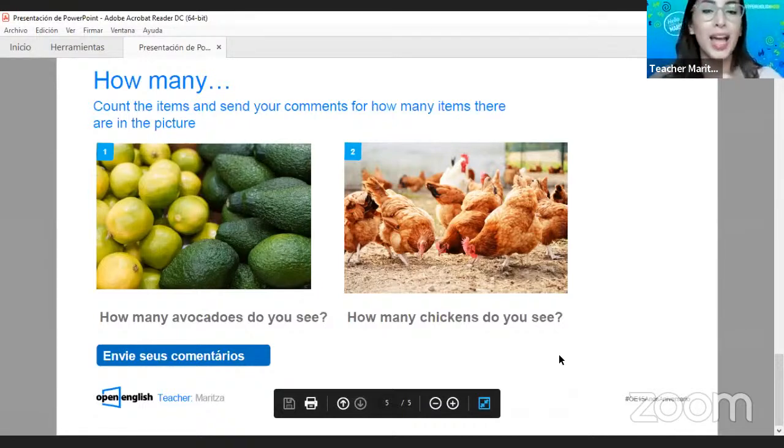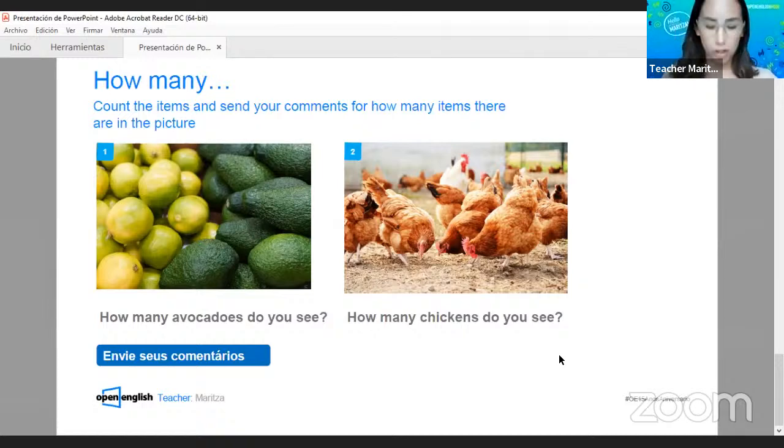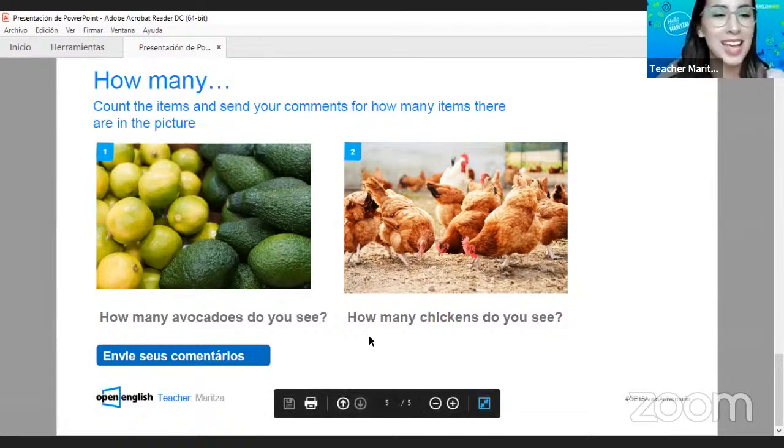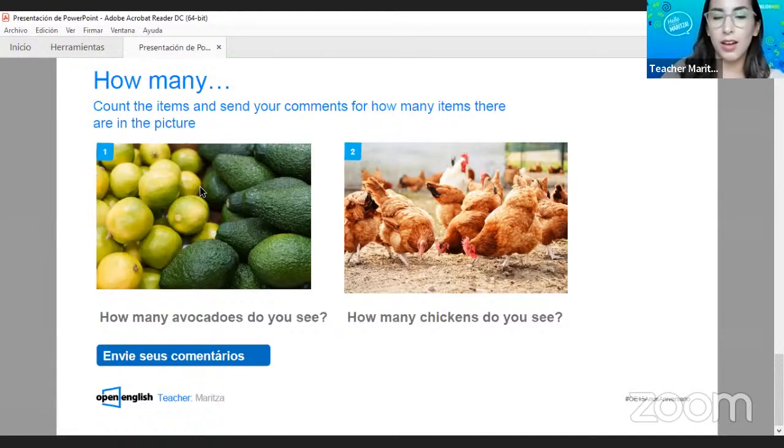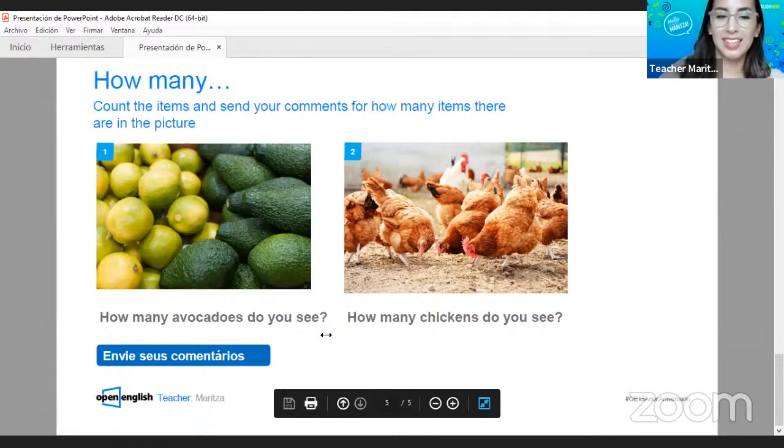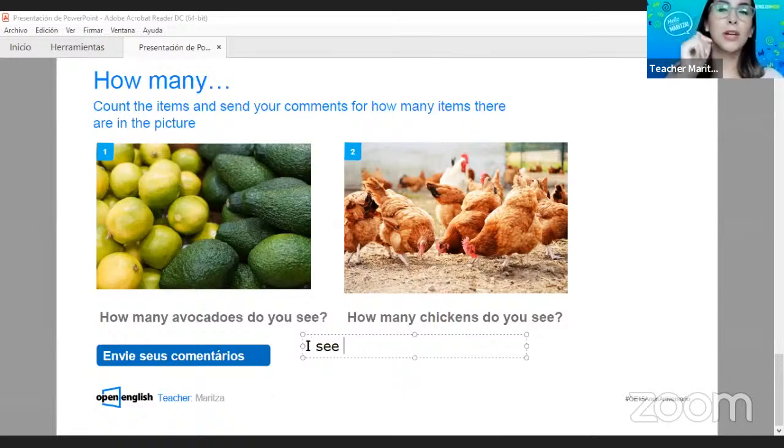And number two, how many chickens do you see? All right, so let me count, because I'm not even entirely sure. I see 1, 2, 3, 4, 5, 6, 7, 8, 9, 10, 11 avocados just in this picture. I see, and because our number is more than 10, we can say, I see 11 avocados.